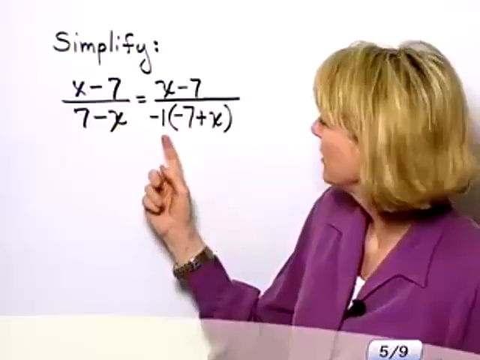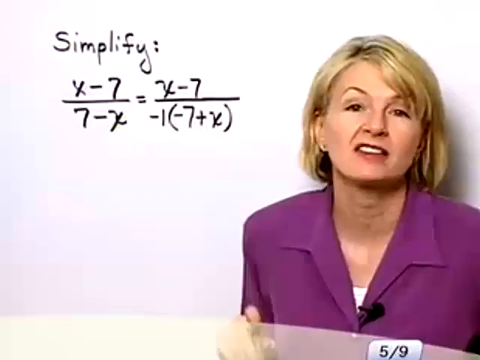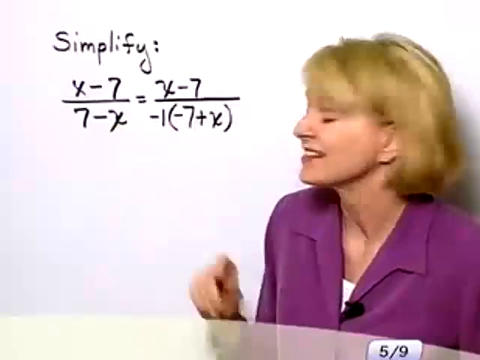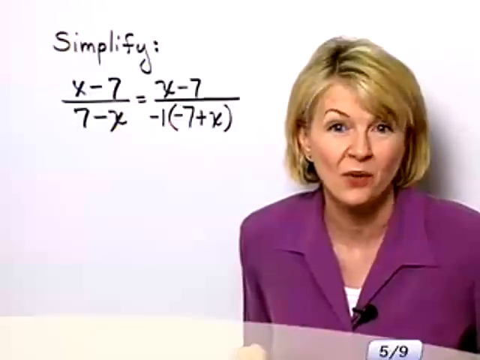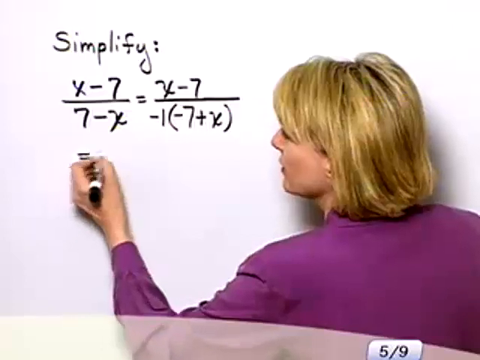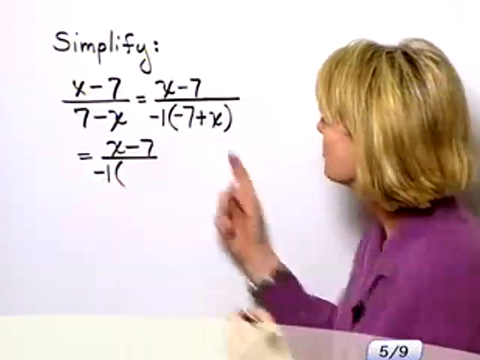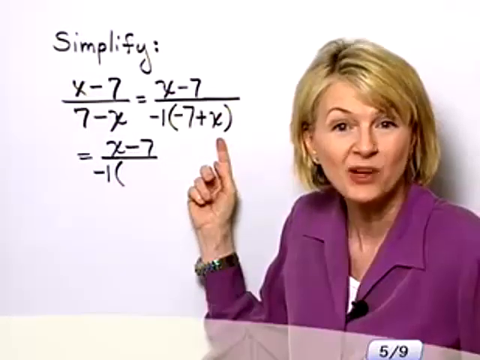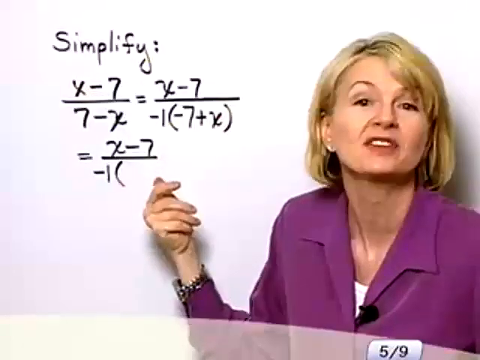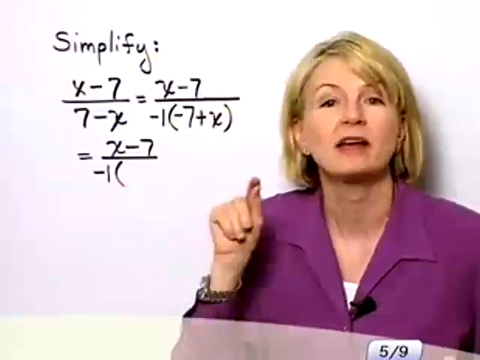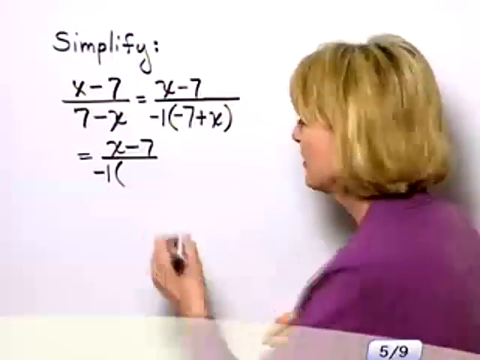Now double check. Negative 1 times negative 7 is positive 7. Negative 1 times a positive x is negative x, so that is minus x. I have not changed anything. I've just written an equivalent form. But I'm leaving the numerator alone. In the denominator, I'm just going to rearrange the order here. Since this is a plus sign, I can put the x first and the negative 7 second, so I can make it x plus negative 7, or equivalently x minus 7.